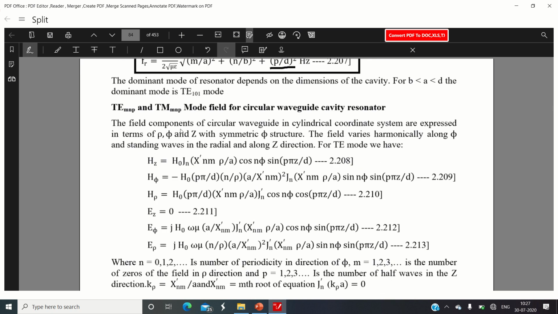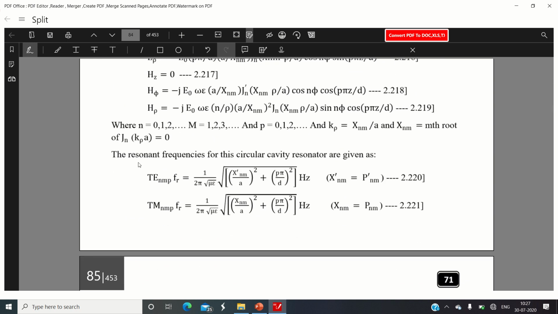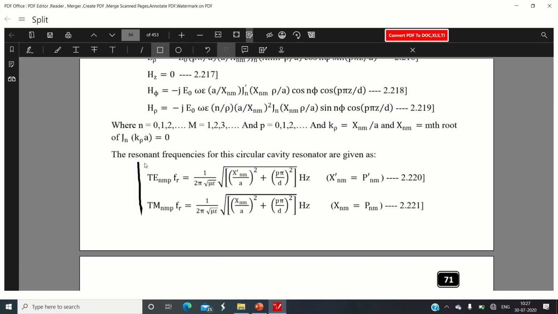Similarly, the same type of formulation can be extended to calculate the field equations for a circular cavity resonator circuit. Then similarly, for TE mode and for TM mode, we will get these equations.